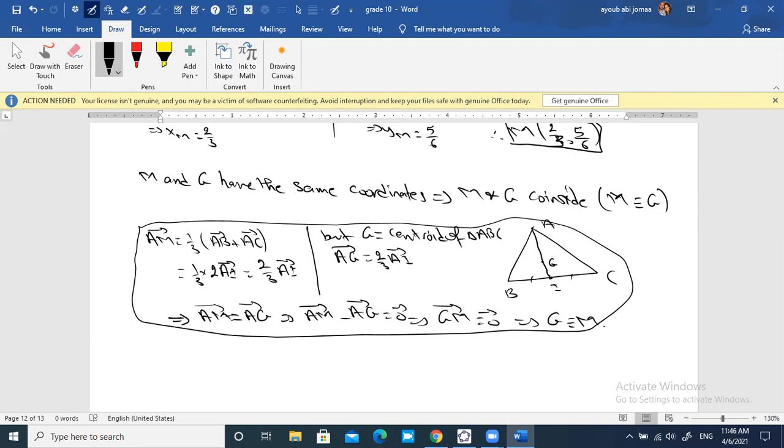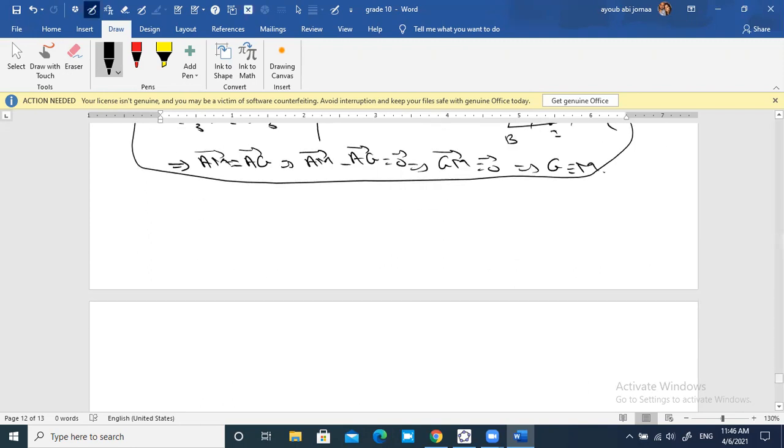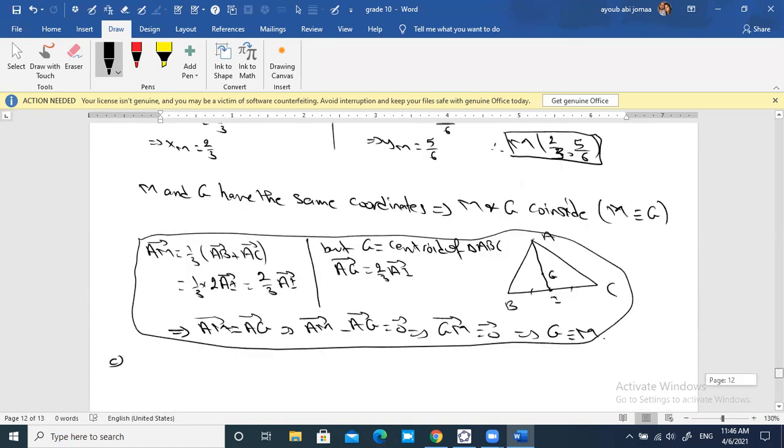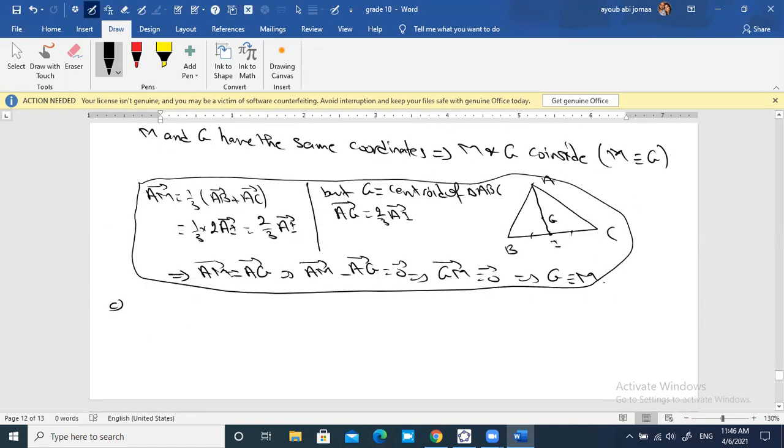Okay. Part C. Find the coordinates of E, the symmetry of A with respect to I. Point E is the symmetry of A with respect to I.